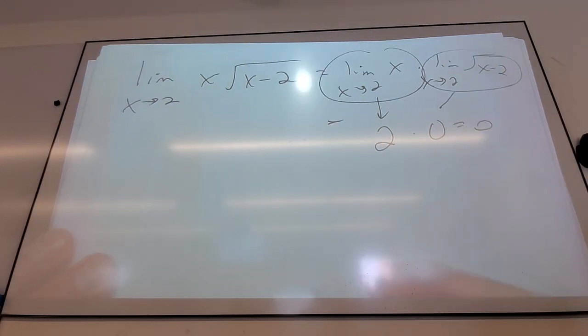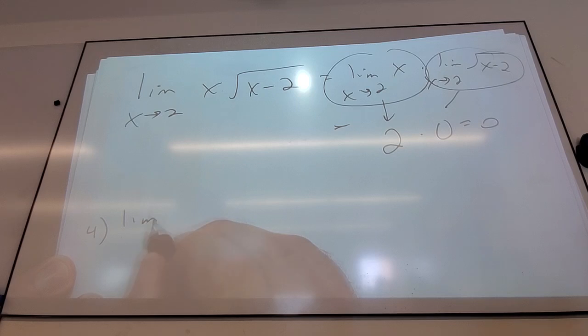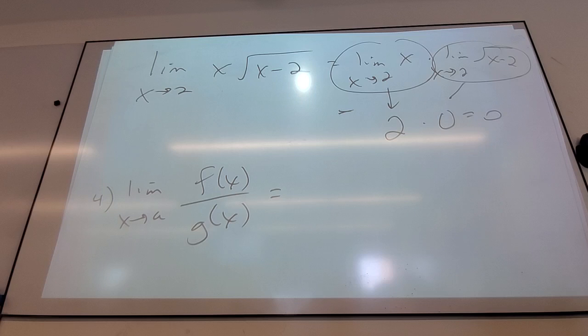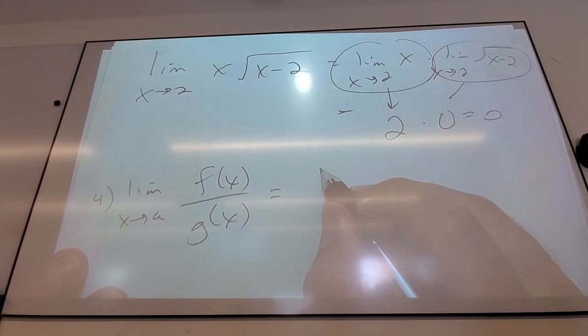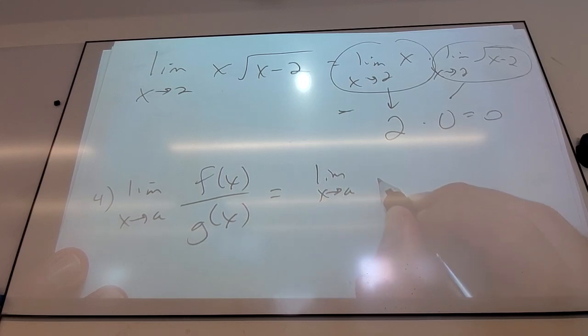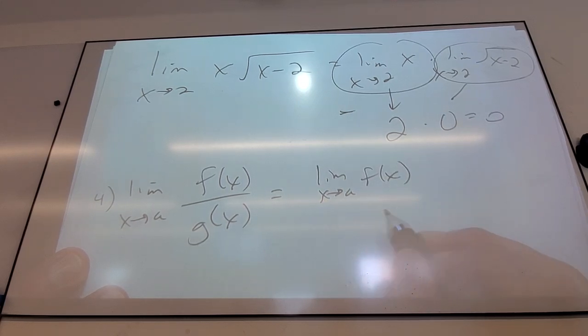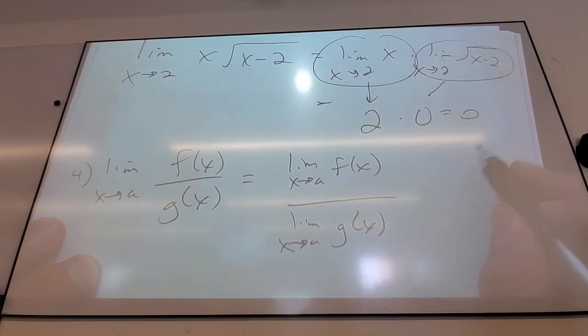What's the one I left out? Oh, yeah. The one I left out, number 4. You're never going to guess what this is. There's no way you can get it. I'm being facetious. How do I rewrite that? The limit as x goes to a of f of x divided by the limit of g of x. When does this not work? When the limit as x goes to a of g of x is not 0.